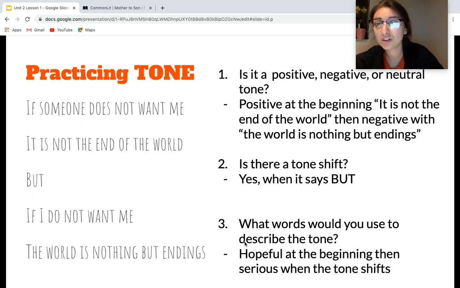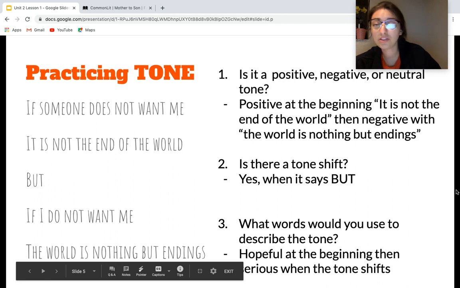But then it kind of turns negative. It says the world is nothing but endings. So if I do not want me, the world is nothing but endings. This is kind of a negative tone here. And then is there a tone shift? Yes. It says here this word "but." It says, if someone does not want me, it is not the end of the world. But if I do not want me, the world is nothing but endings. So there's this tone from positive to negative.